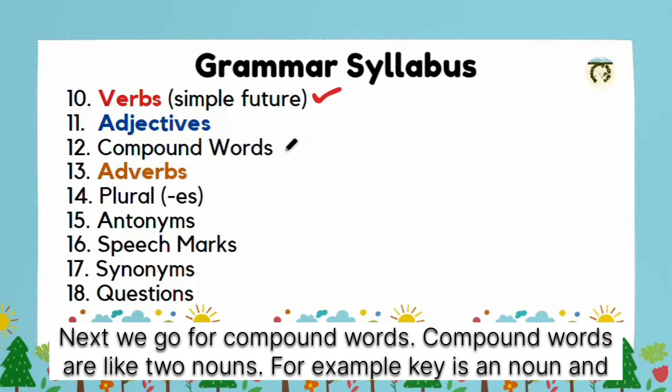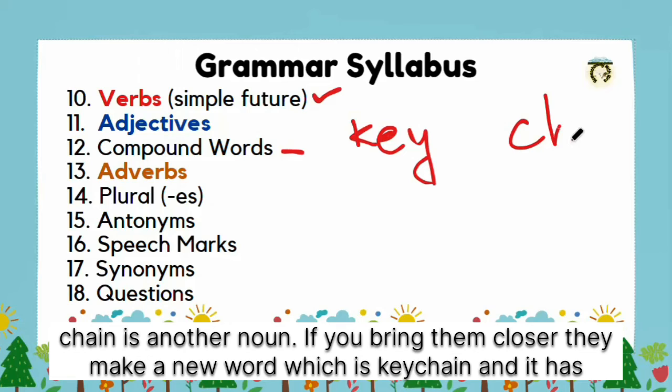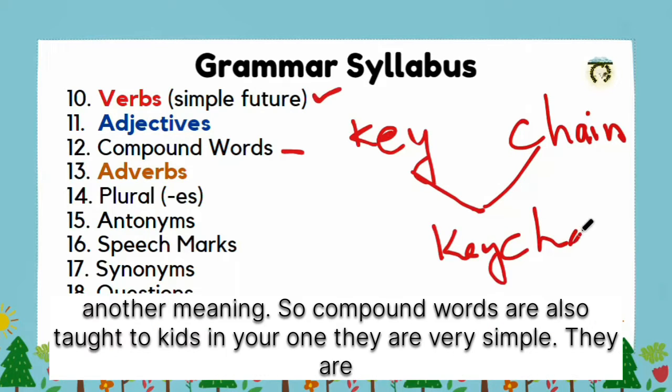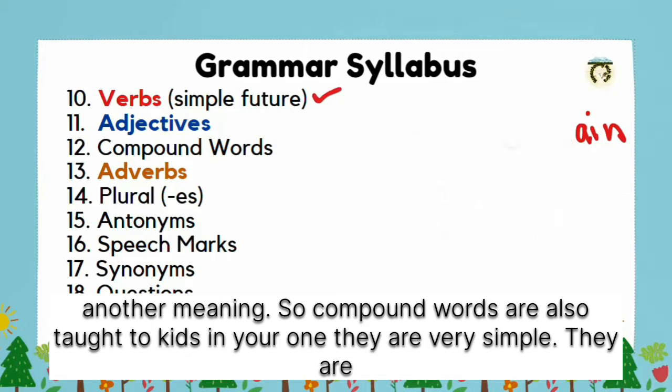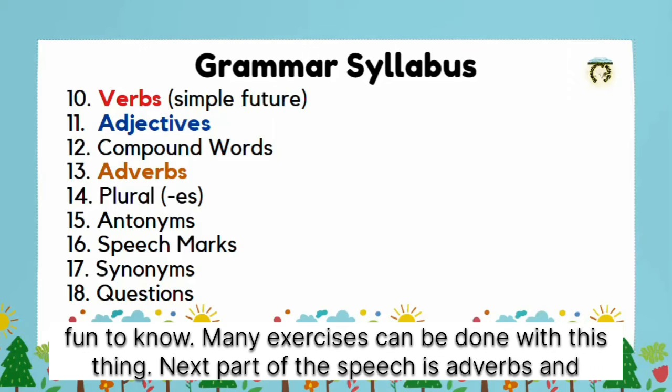Next, we go for compound words. Compound words are like two nouns. For example, key is a noun and chain is another noun. If you bring them closer, they make a new word, that is keychain, and it has another meaning. So compound words are also taught to kids in year 1. They are very simple. They are fun to know. Many exercises can be done with this.